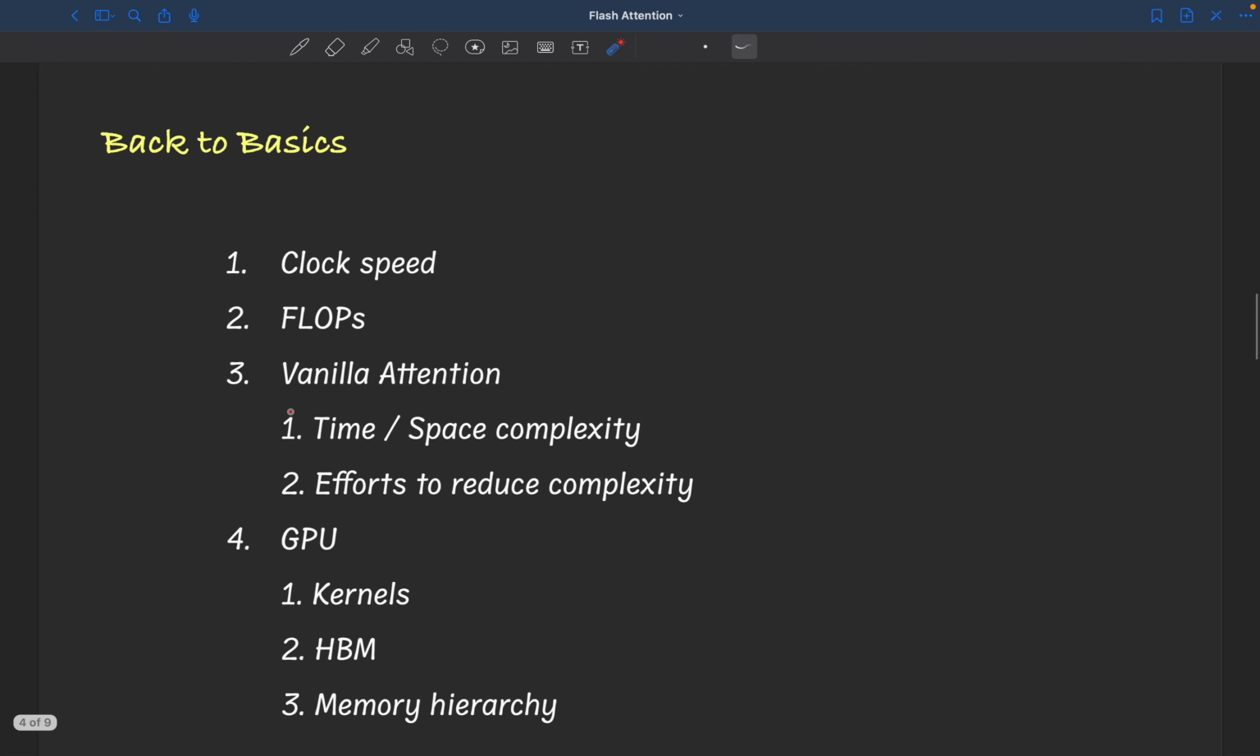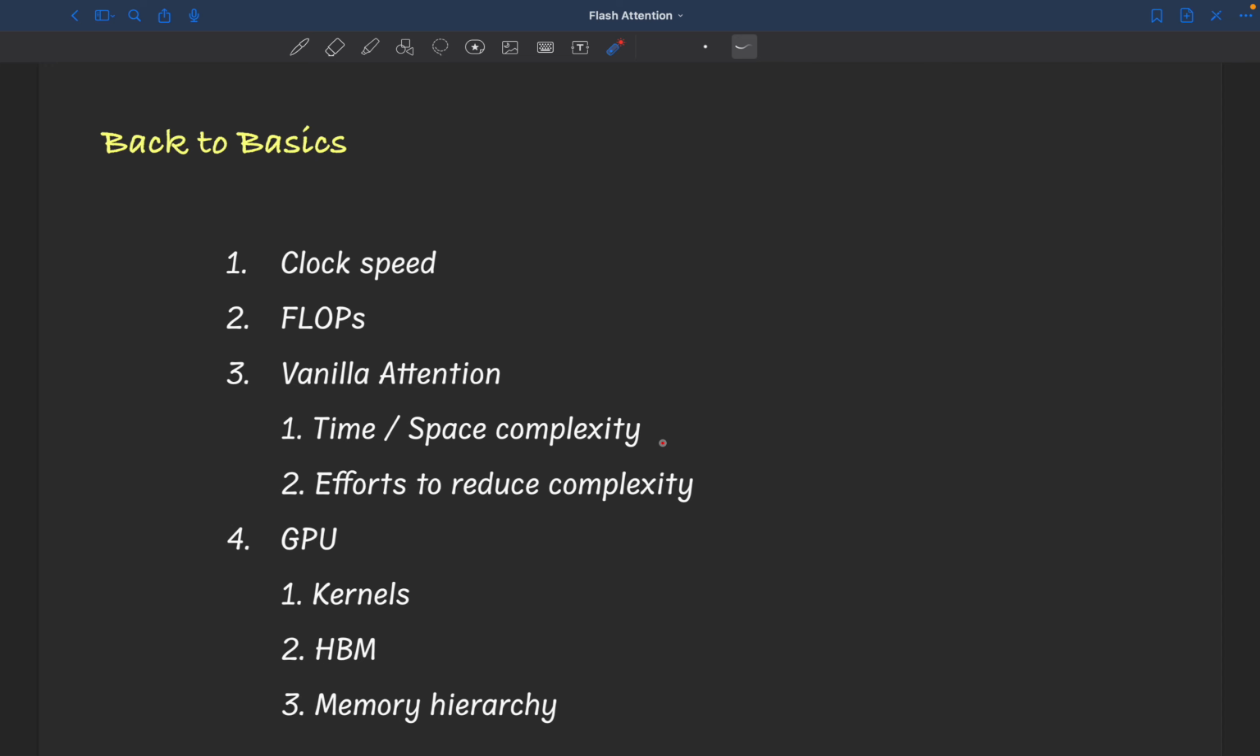So let's have a look at the vanilla attention in short, because I have already made a detailed video on the vanilla attention. I will also keep the link of the attention video in the description section of this video. But long story short, the time and space complexity of the vanilla attention is order of n square. I'll summarize what vanilla attention is, but if you want details, go and watch the videos.